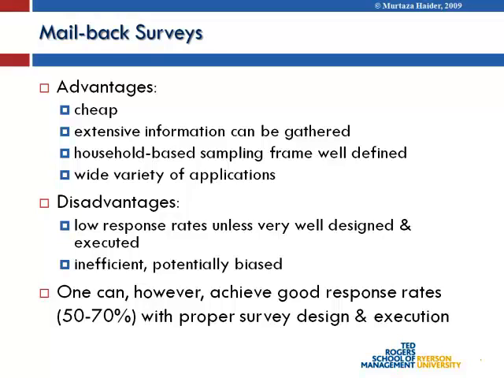Then the survey arrives in an envelope containing the questionnaire and a self-addressed stamped envelope. The respondent fills the questionnaire, puts it back into the envelope which has your name and address as well as the stamp on it, and you receive the response back in the mail. So this is the cheapest way of conducting surveys. You can ask for extensive information because respondents can complete the survey in more than one sitting. They can fill half of it today and the rest tomorrow. And if the household-based sampling frame is well defined, this type of survey is very good, and you can use it in a wide variety of applications.